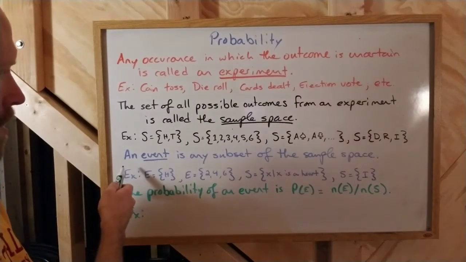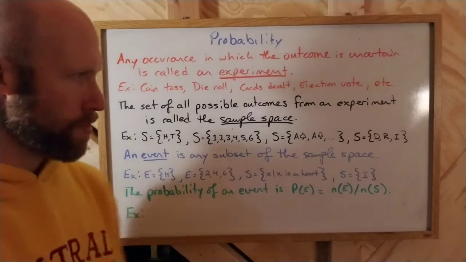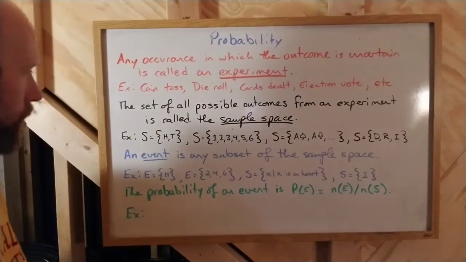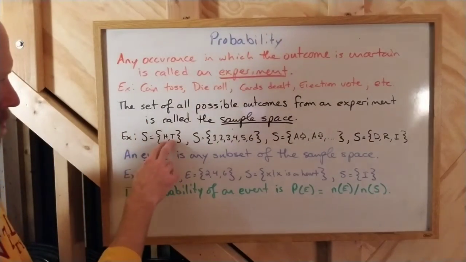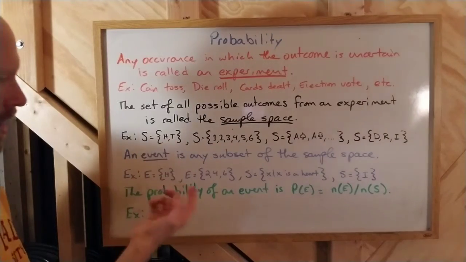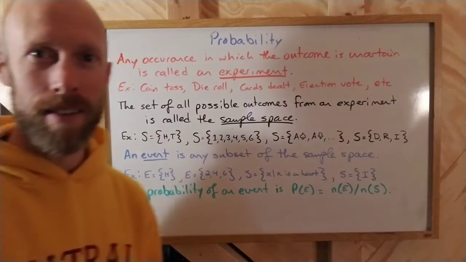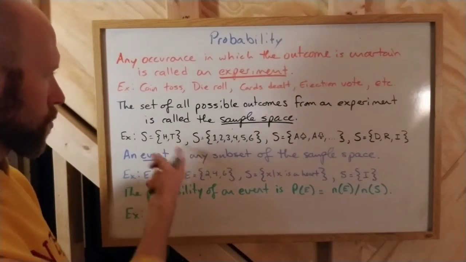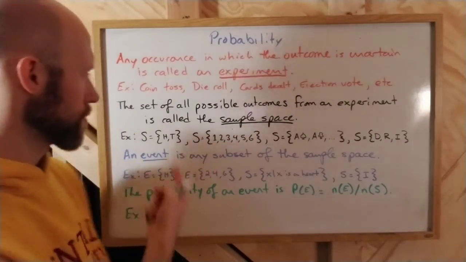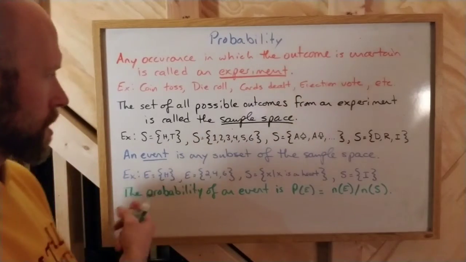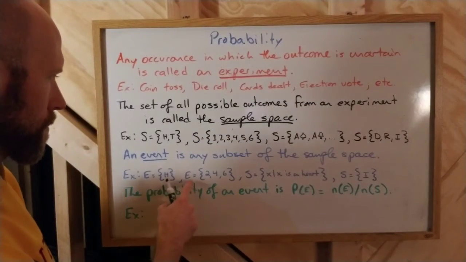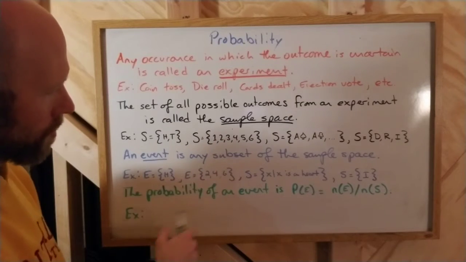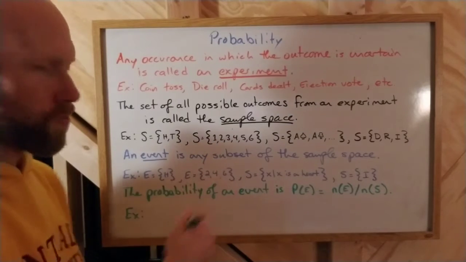An event is any subset of the sample space. Some examples of corresponding events: if you take the sample space of heads and tails, maybe an event is a head. You flip it, you get a head. Of course, you could have an empty set or the actual full set, but it's any subset. Let's say I have an event of rolling an even number, so you get a 2, 4, or a 6.